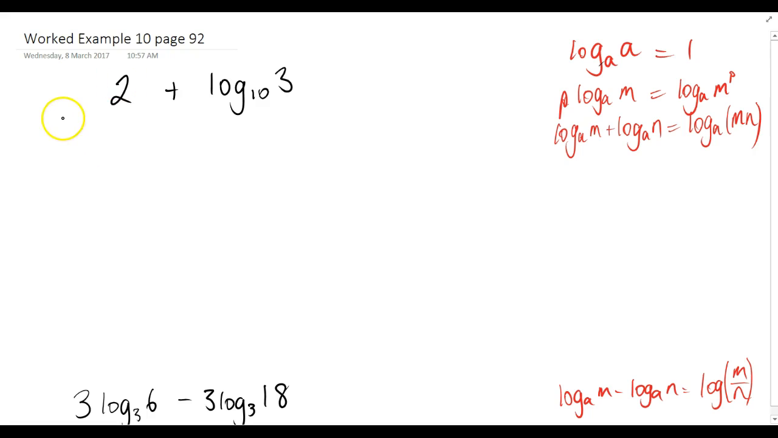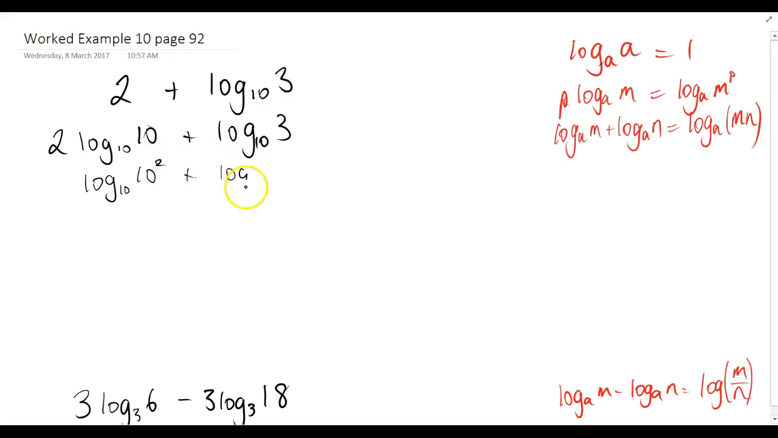So 2, is this the same as writing 2 log, I'm going to use base 10 because this is a base 10 over here in the question, so log base 10 of 10 plus the log base 10 of 3. So you'll notice here this equals 1. So really I've still got the number 2 here, it's just written in a different way. But this is helpful because it allows me to use these 2 rules that I've got over here on the right. So I'm going to use the second one here now, where I am going to put the power back in over my number. So if I do that, I get log 10 of 10 squared plus log base 10 of 3.